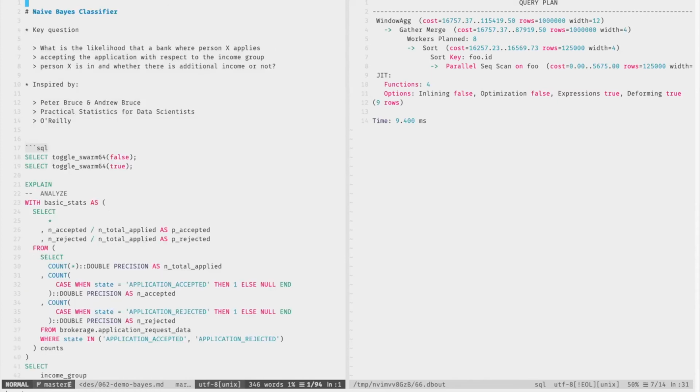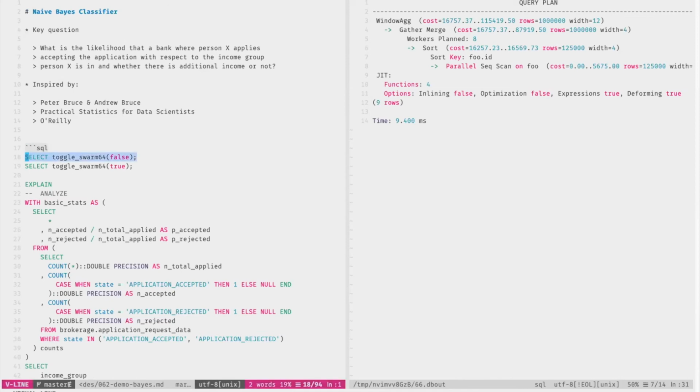Okay, two queries I promised. Here are two queries. Number one is a naive Bayes classifier, which basically answers a question. And the question is, if I'm applying at a bank, depending on my income and whether I have additional income or not, am I going to be accepted or not? This query is inspired by a book I'm currently reading, Practical Statistics for Data Scientists. It covers a lot of R and Python examples, really very well readable. And I'm just going to run this query for you now.